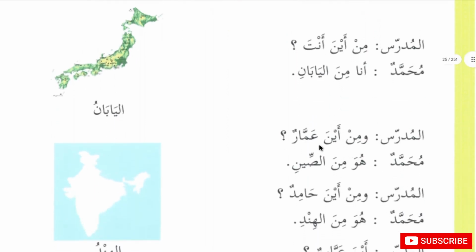Ana min al-Yaban, I am from Japan. Wa min aina Ammar, and where is Ammar from? Huwa min al-Sin, he is from China. Wa min aina Hamid, and where is Hamid from? Huwa min al-Hind, he is from India. Aina Abbas, where is Abbas?